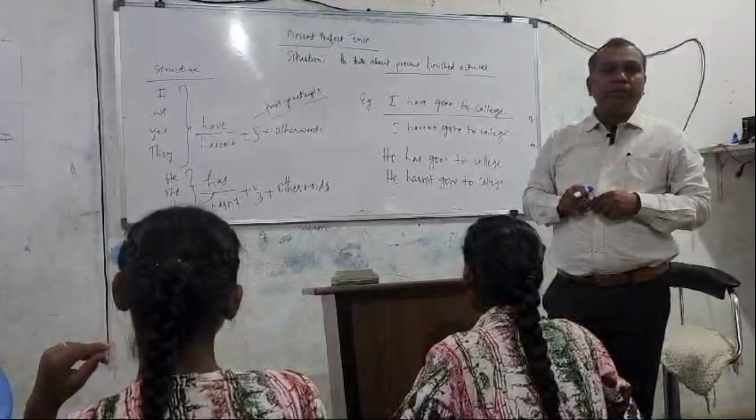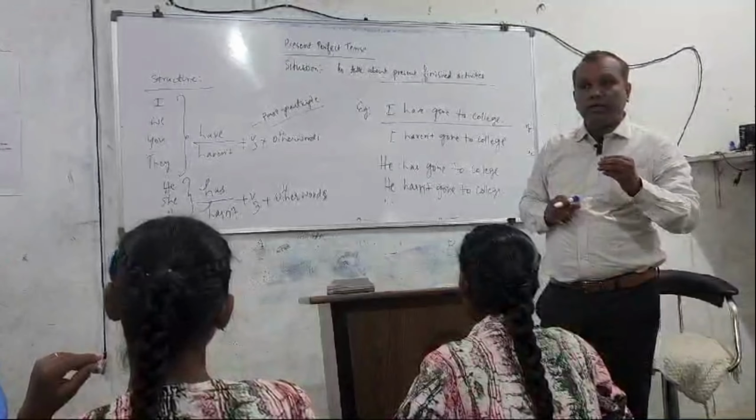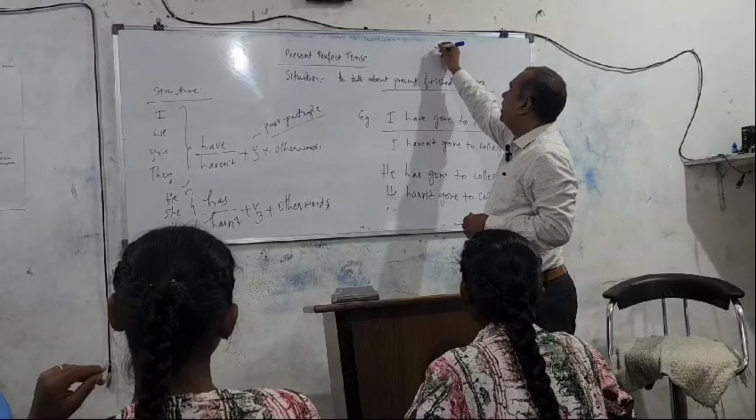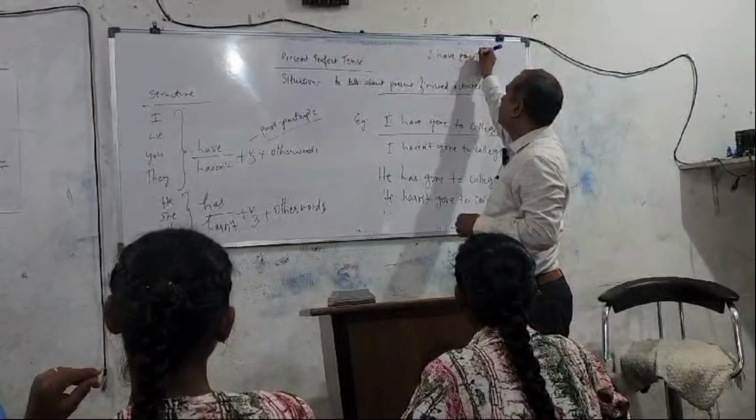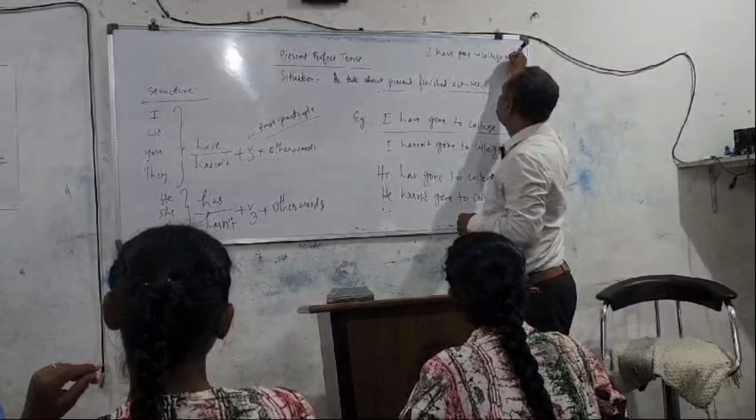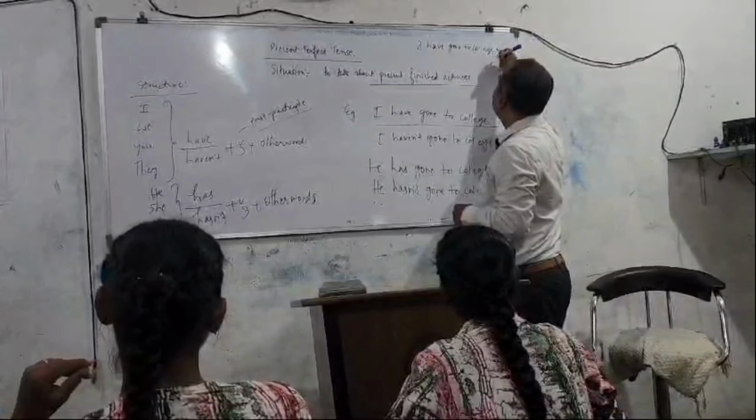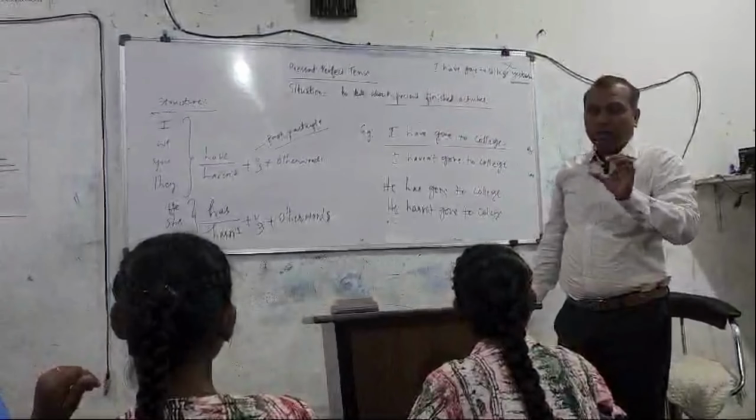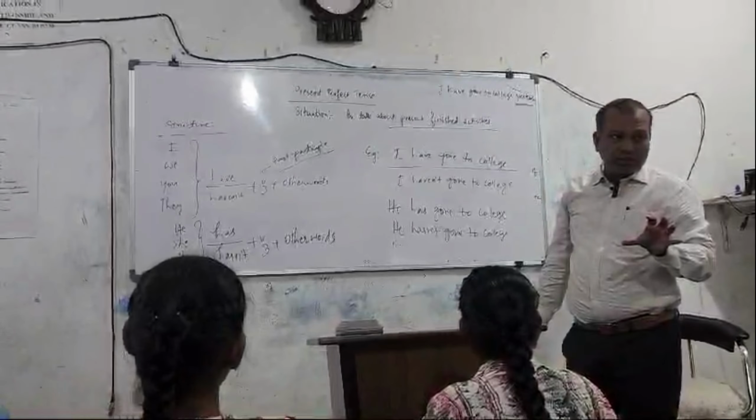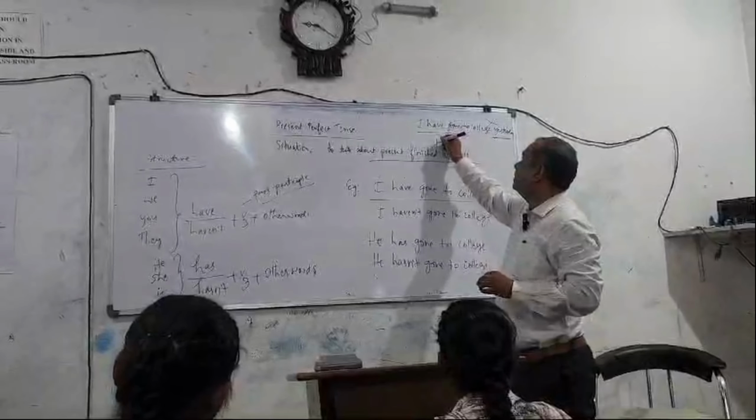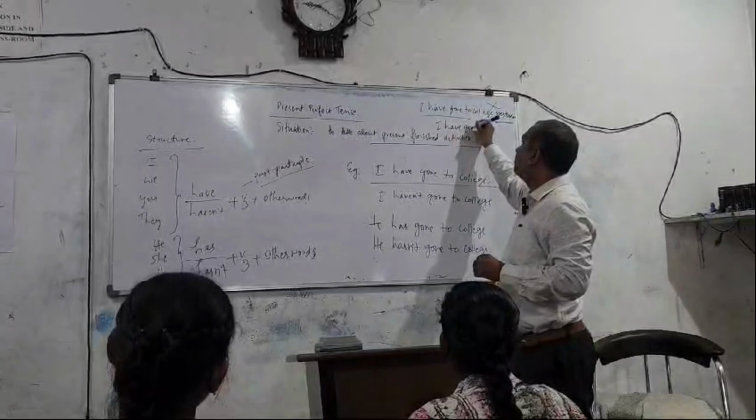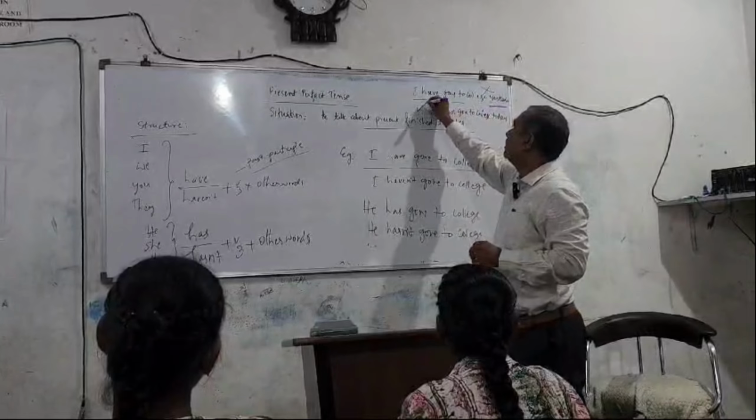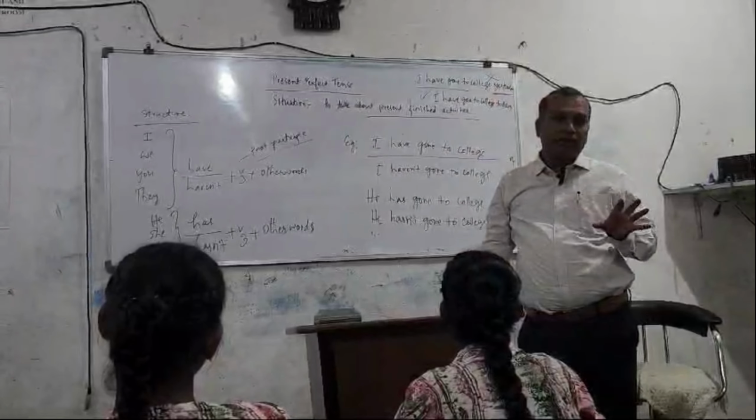But lots of people make a mistake with the past time words they use. For example, I have gone to college yesterday. If yesterday is used, it is absolutely wrong. We can't use it because yesterday is past tense. But what we can do here, we can say, I have gone to college today. It is possible. But yesterday I have gone to college, we can't say.